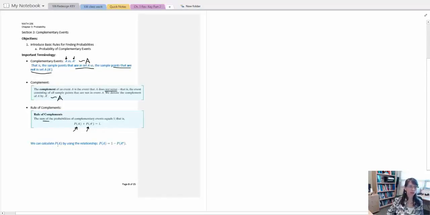We could calculate P of A by using the relationship P of A is equal to 1 minus the probability of A's complement. So all we did to this rule of complements is subtract the probability of the complement from each side of the equation. So you might find this form of that equation very useful.